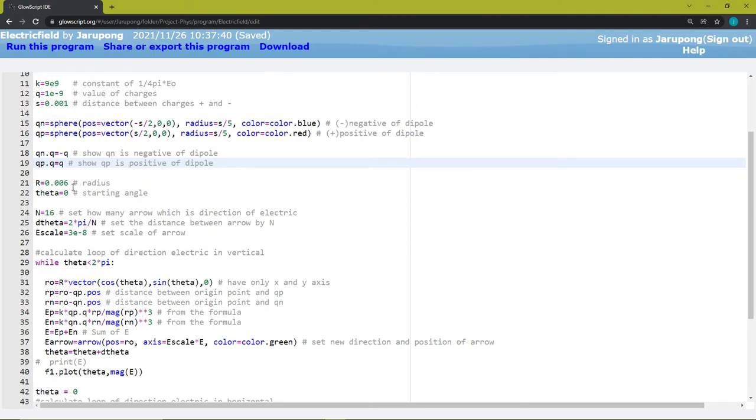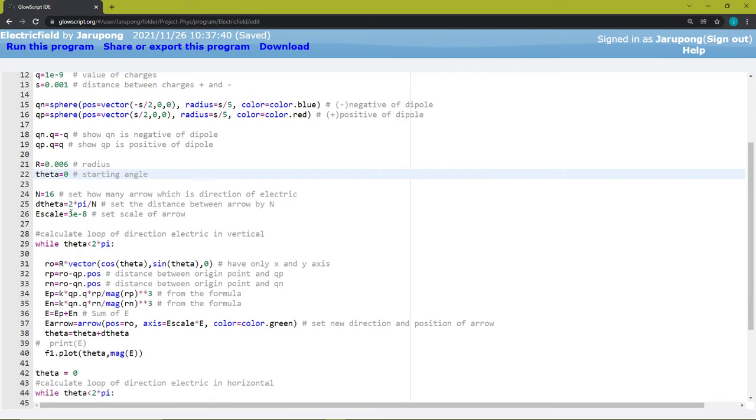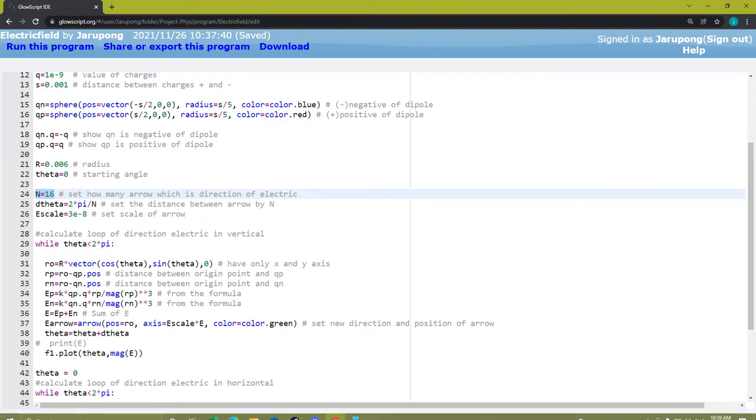And the radius, anything you want. You can try anything you want. And theta angle is 0. You have to set it to 0 first, and n, at this one, I already told you, n is about how many directions of electric field that you want.